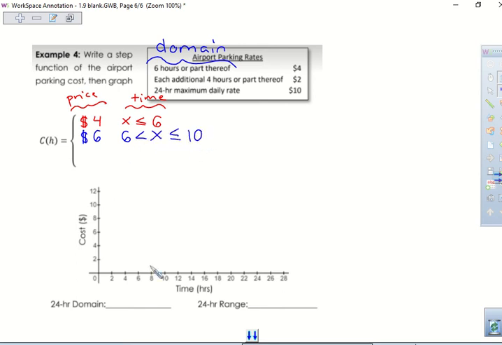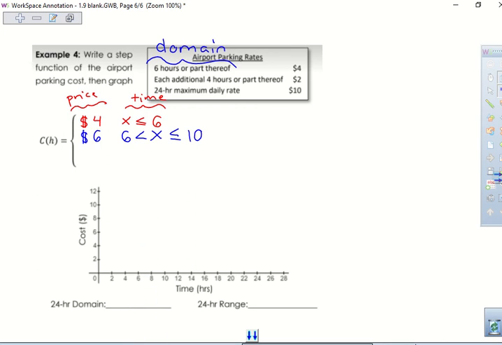Why is the 6 not included? Because you already paid for this. Yeah, you would have paid $4 for 6 hours. If you go 6 hours and 1 minute, you're going to pay into the next range, right? But you can go up to 10 hours and still only pay $6.